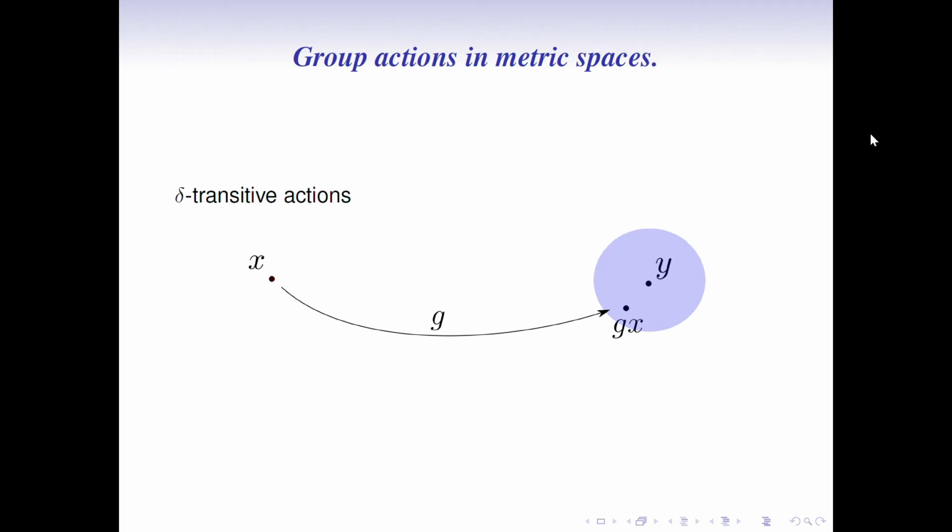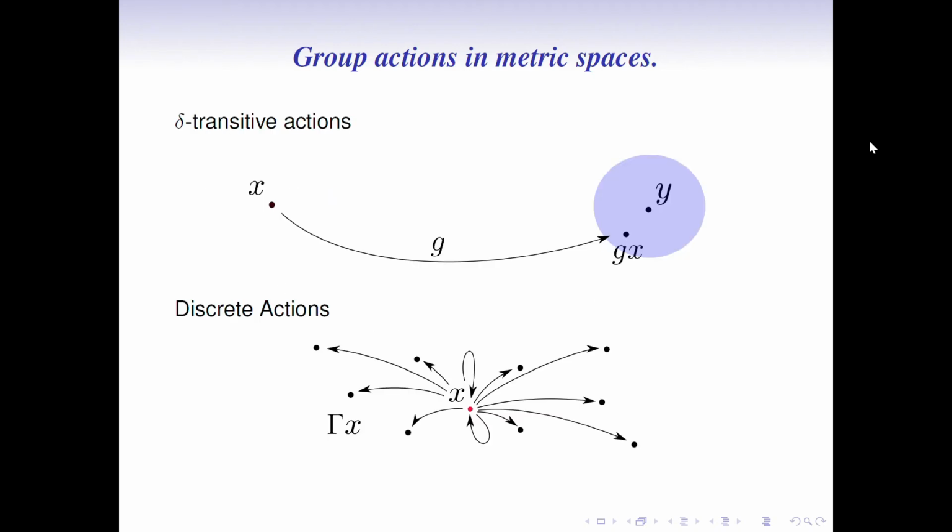For a non-negative delta, we say that a group action in a metric space is delta-transitive if for every two elements x and y in my metric space, there is a group element g that sends x to a point in the closed ball of center y and radius delta. In other words, an action is delta-transitive if every orbit intersects every closed ball of radius delta.